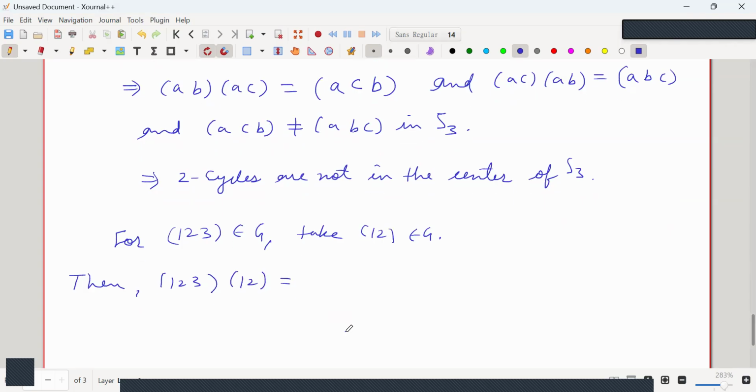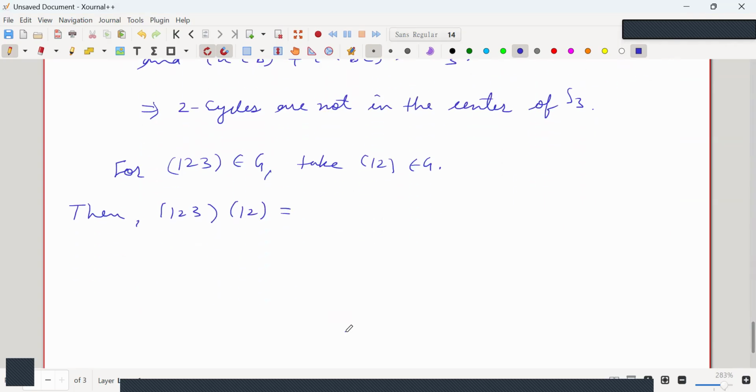That will be what? 1 going to 2 and 2 is going to 1 again. So 1 will be fixed. 2 is going to... oh, sorry. 1 is going to 2 and 2 is going to 3. So 1 will map to 3. 2 is going to 1 and 1 is going to 2. So 2 is fixed and 3 is mapping to 1. Oh, sorry, 3 is mapping to 1 again. So this will close.